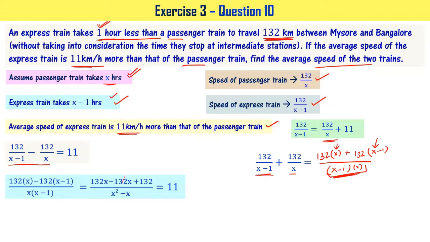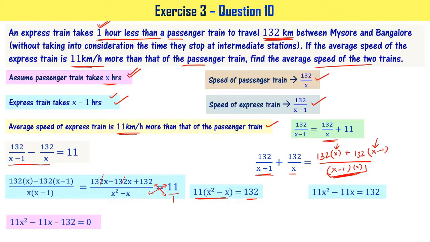I can cancel these two. Now it is going to be 132 divided by x square minus x equal to 11. You can take the cross multiplication of that so that the equation becomes 11 times x square minus x equal to 132, right? Now let me expand this and transpose 132 to the other side such that it becomes 11x square minus 11x minus 132 equal to 0.